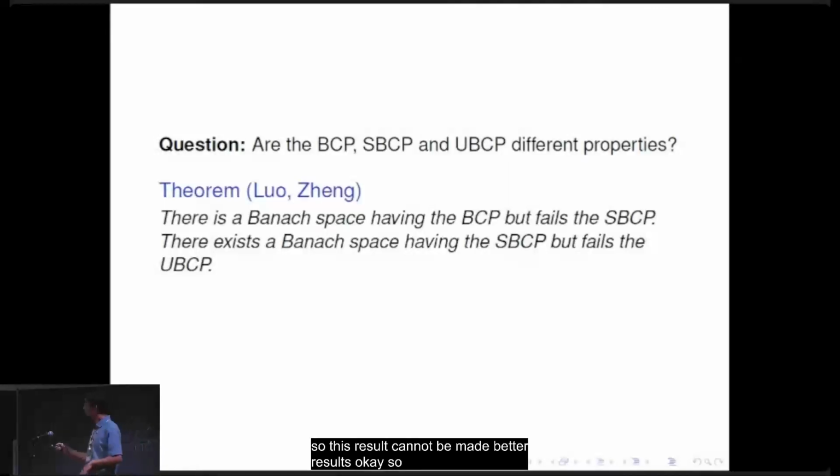Okay, so of course, the first question about these three properties, the BCP, strong BCP and uniform BCP, is whether they are different properties. In a paper with Law, we actually had a very explicit construction by taking L infinity direct sums of a sequence of spaces with the Ball covering property. We showed that the three properties are actually different properties.